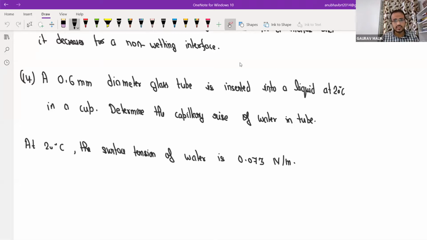The right answer of this question is 0.05 meter or 5 centimeter. That is the correct answer. Yes, you can use it, and you will get the right answer. Very nice.